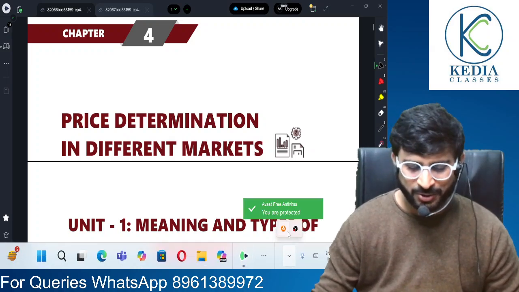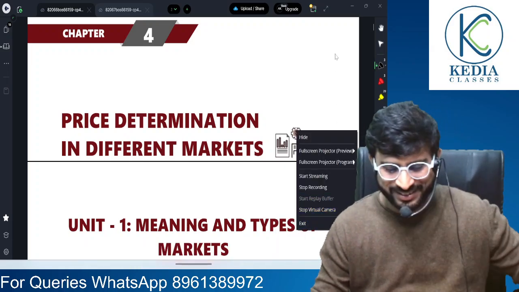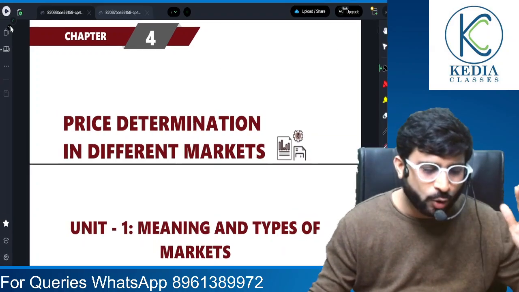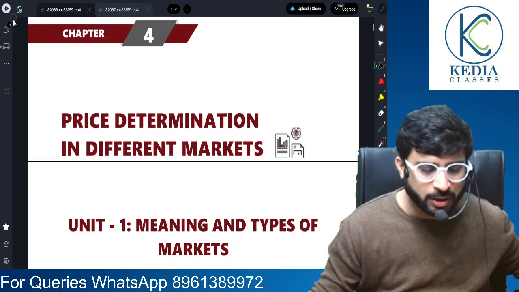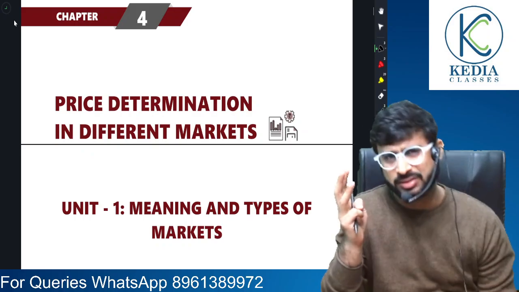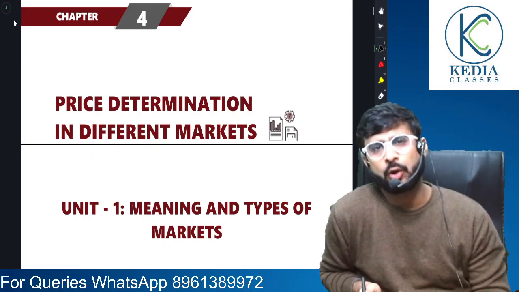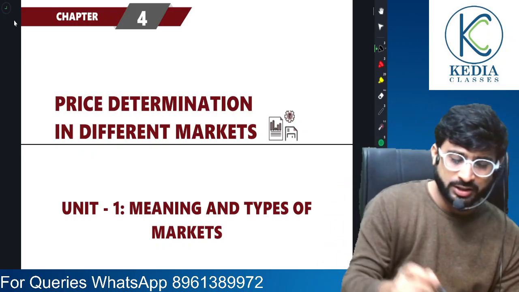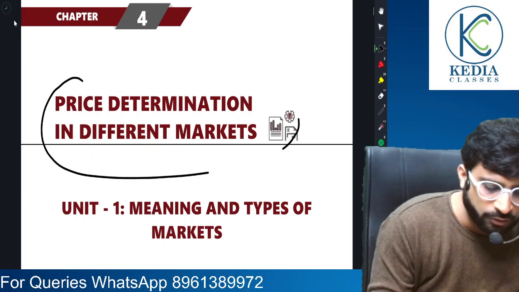Okay, so hello everyone. This is Ashish Kedia, and now we are on to our chapter number 4, Unit 1. Chapter 4, dear students, has 3 units, right? Obviously, we'll start with Unit 1. The name of chapter 4 is Price Determination in Different Markets.